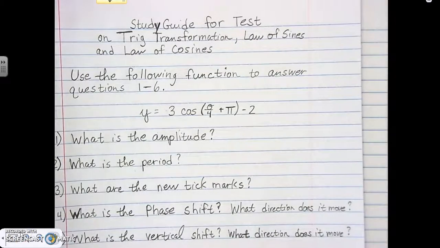This time we are talking about the study guide for the trig transformations test, law of sines, and law of cosines test. So here we are going to give you, or you have, the instructions for 1 through 6, and we're using this equation here to answer those 6 questions. So here you see 1, 2, 3, and 4, and 5.